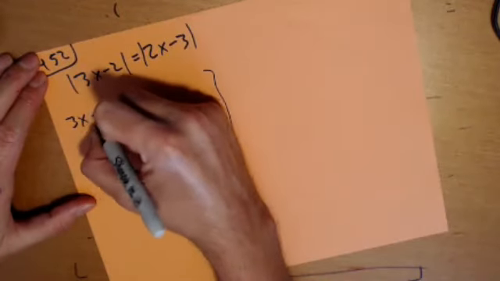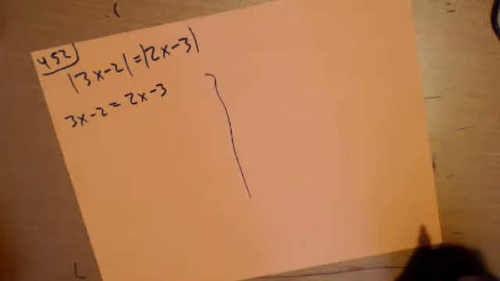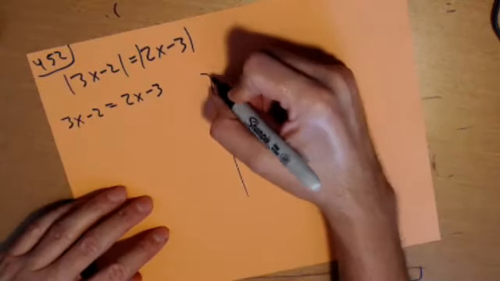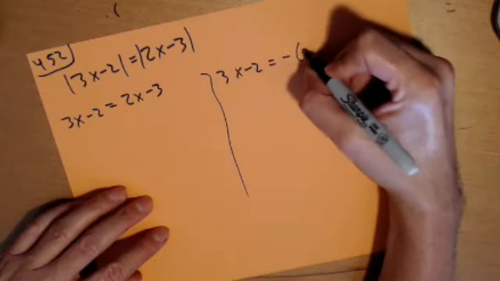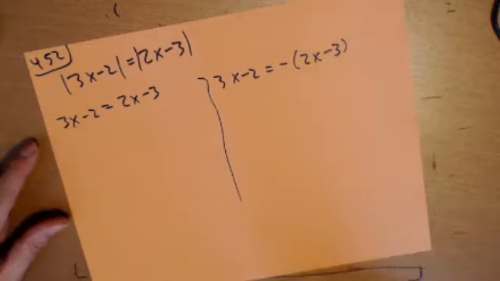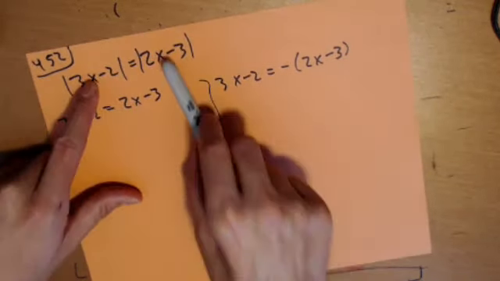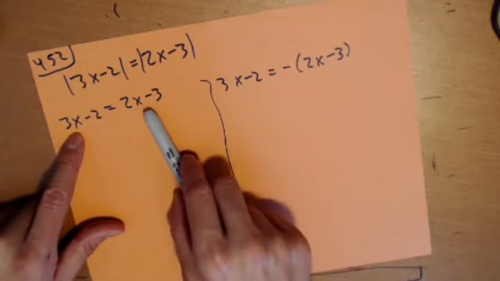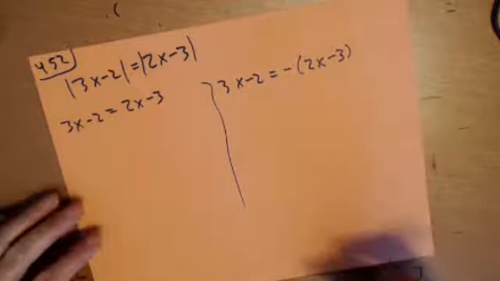The 3x minus 2 is equal to 2x minus 3. Just pretend like you don't see the absolute value bars. Or the 3x minus 2 is equal to negative (2x minus 3). So basically, when you have this situation, it breaks up into two situations. Pretend you don't see the absolute value bars. Okay. And then make one of them negative. Okay. So let's solve this one.